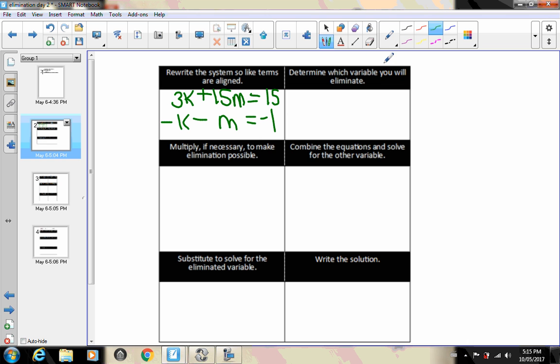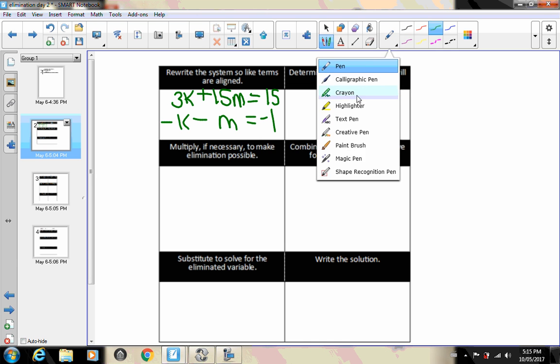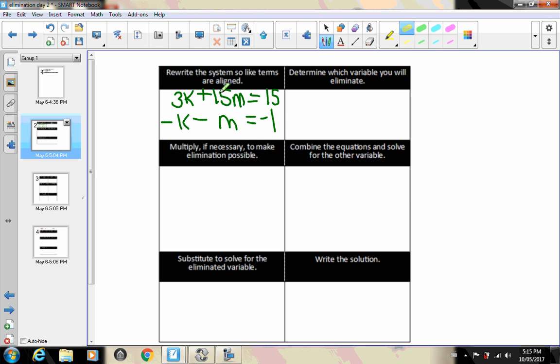So here it says determine which variable you will eliminate. There's none directly that I can eliminate, so what I'm going to have to do is pick. I am going to pick the m's. I want to get rid of the m's here. I know I can't do it right now because they're not the same, so I'm going to write here: I want to eliminate m. So when I add or subtract these equations, I'm going to get 0 for m.